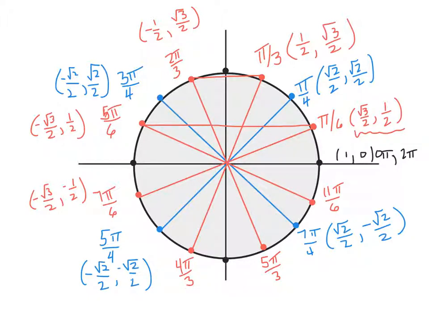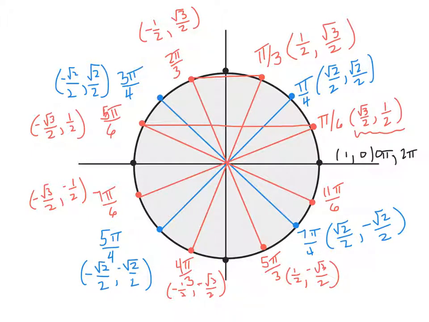Coming down to 4 pi over 3, 4 pi over 3 will have the same coordinates as pi over 3 and 2 pi over 3, except both of those will be negative. So now we're talking about negative 1/2, negative square root 3 over 2. And for 5 pi over 3, well, the x-coordinate is going to be positive, so that would be positive 1/2, but the y-coordinate is in fact negative, square root 3 over 2.